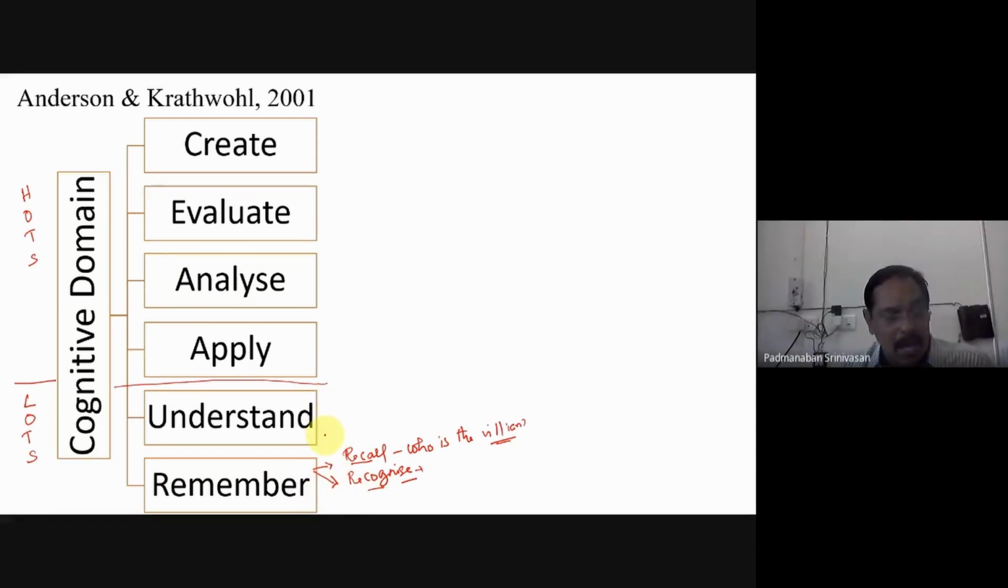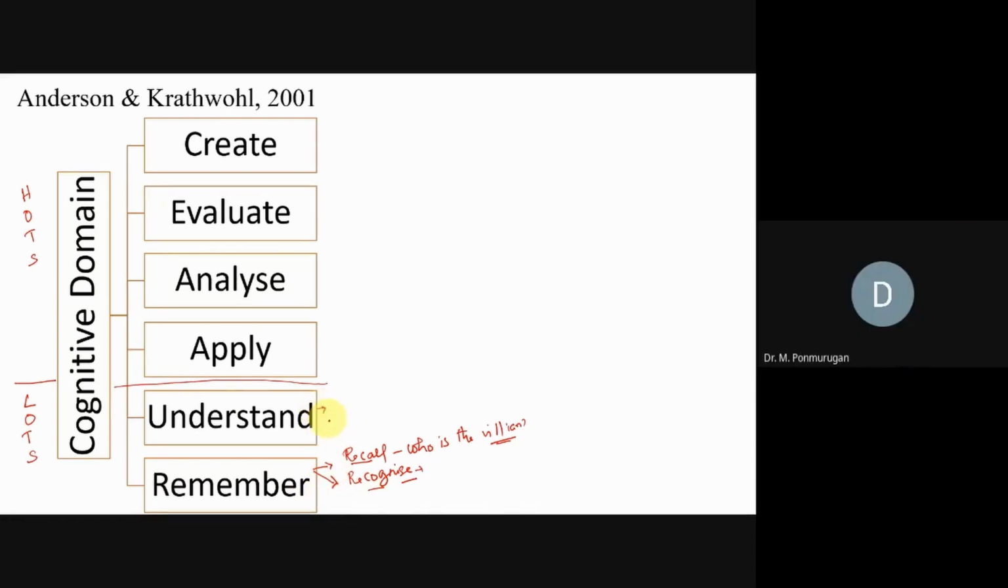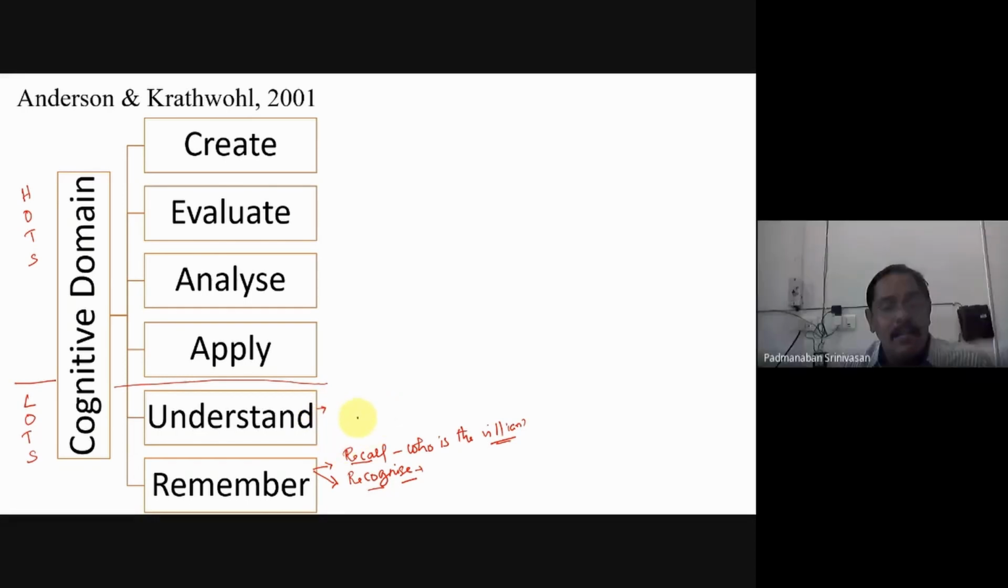And then if you go to a little higher category, understand. I'll explain with an example. Suppose I ask you to define atom, students may define it as given in the book. I can ask like this: define atom in your own words. So if the students define the word atom in their own words, not as given in the book, it means that they have understood.